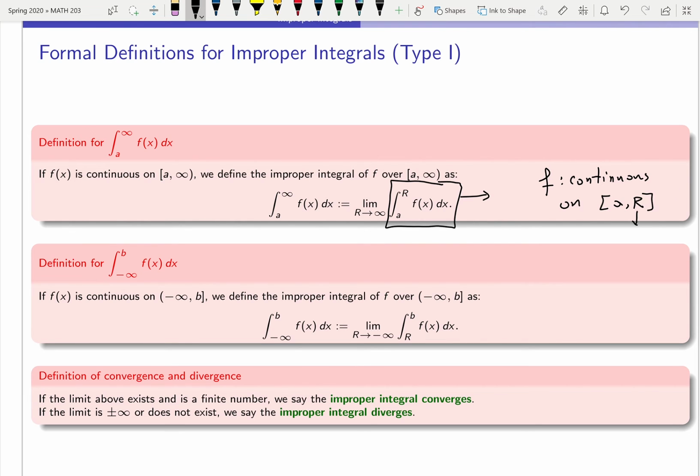So r here is a variable, and r is going to approach infinity. We cannot compute the antiderivative over an infinite interval. The definite integral must be computed over some closed interval, and [a, r] is the closed interval here. Now, when you let r go to infinity, after you compute this, take the limit as r goes to infinity, that gives you the integral from a to infinity of f of x dx.